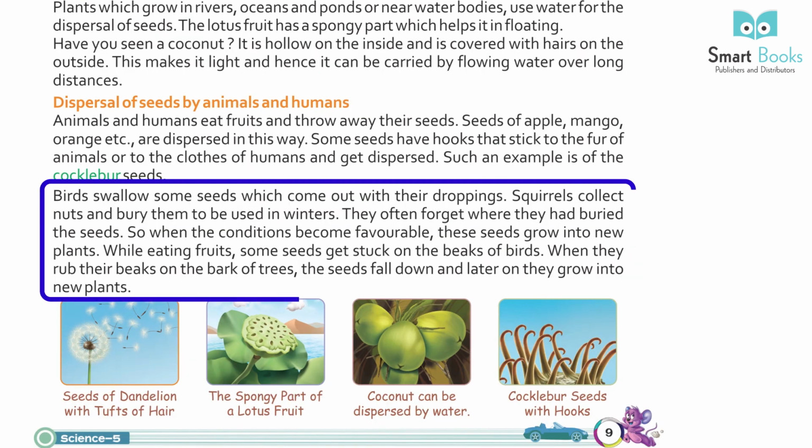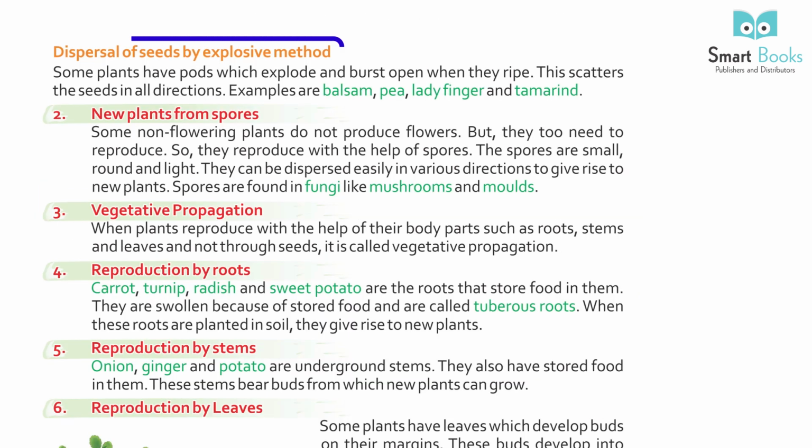Birds swallow some seeds which come out in their droppings. Squirrels collect nuts and bury them to be used in winters. They often forget where they had buried the seeds. So when the conditions become favorable, these seeds grow into new plants. While eating fruits, some seeds get stuck on the beak of birds. When they rub their beaks on the bark of trees, the seeds fall down and later on they grow into new plants.